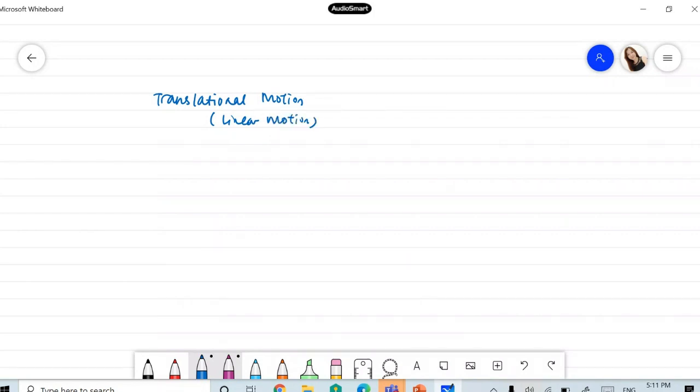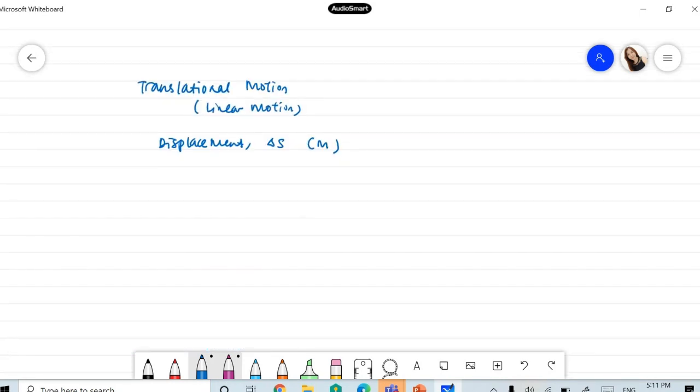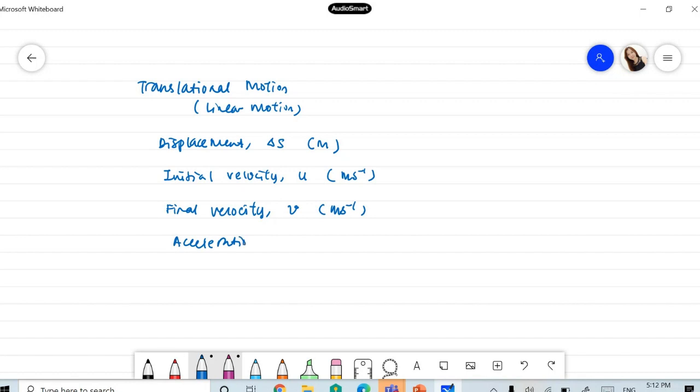While we are learning linear motion, we have a few terms here. What are the terms? The first important parameter we learn is displacement, where we use the symbol delta s. The unit is meter. Then we have the velocity, either the initial velocity or final velocity. For initial velocity we use the symbol u. The unit is meter per second, SI unit. We have the final velocity. The symbol we are using is v. The unit is also meter per second. Then we have acceleration. The symbol is a, and the unit is meter per second squared. So these are the few parameters that we use in linear motion.